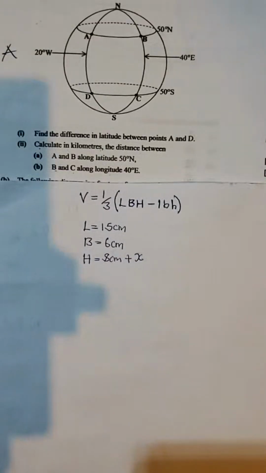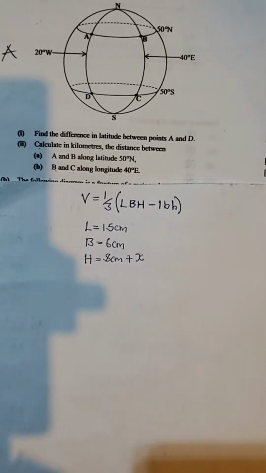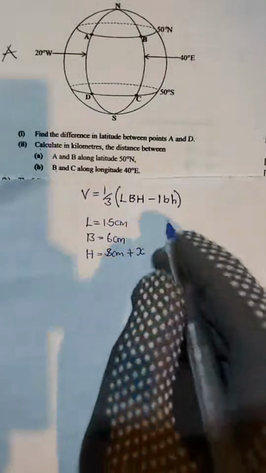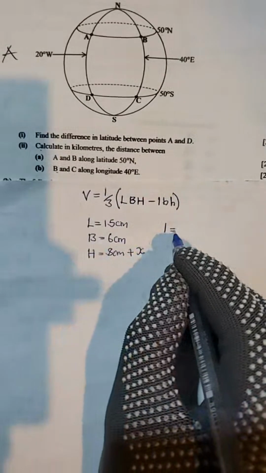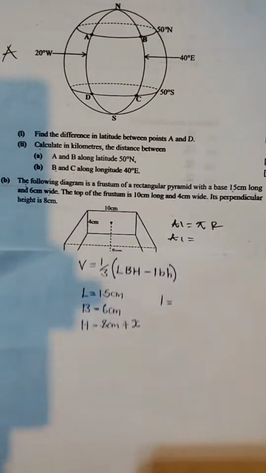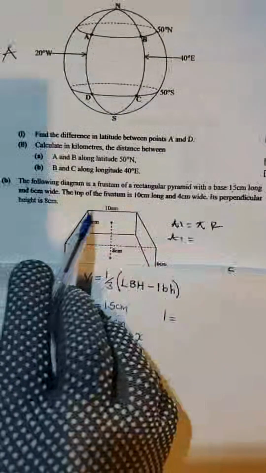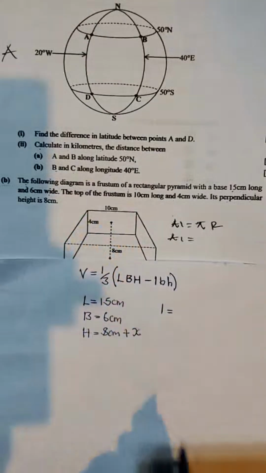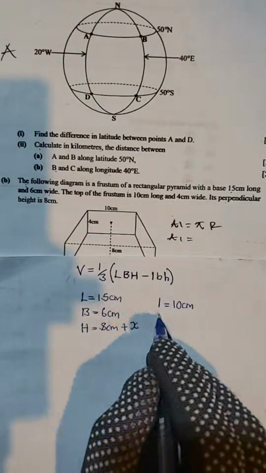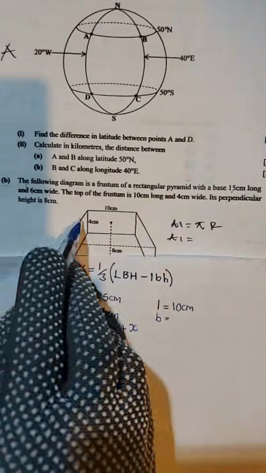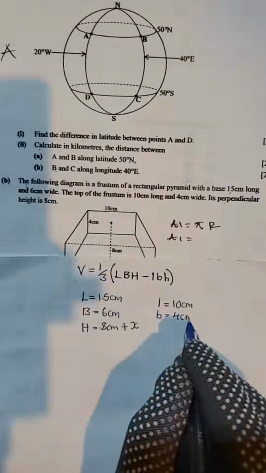Plus x. Then let's go to the smaller pyramid here. Do you have the length of the base of the smaller pyramid? We have 10 here. This is the length, 10. So we're going to substitute with what? 10 centimeters. Do you have the smaller B? Yes, it is 4. So we're going to say 4 centimeters.